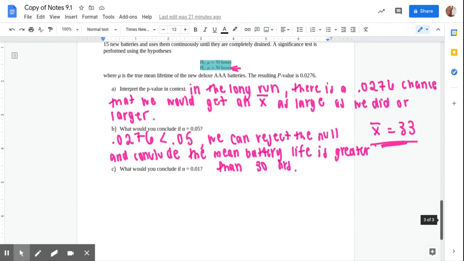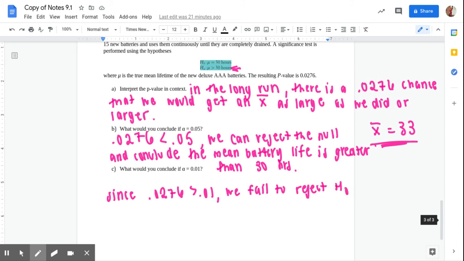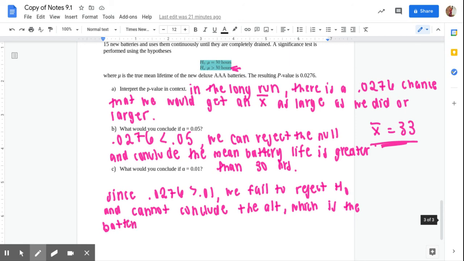But if we look at C, we're changing that alpha level. And there'd be different reasons to go about this. We'll talk about them later in this chapter. Now we're not smaller than the alpha level. So in this case, we'd have to say since 0.0276 is greater than 0.01, we fail to reject the null hypothesis and cannot conclude the alternative, which is the batteries lasting longer than 30 hours. So we just don't have enough evidence right now that it is greater.